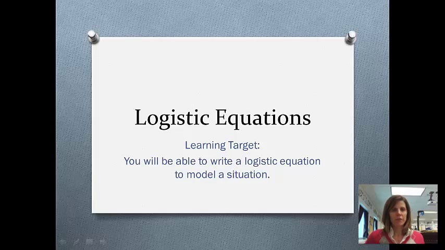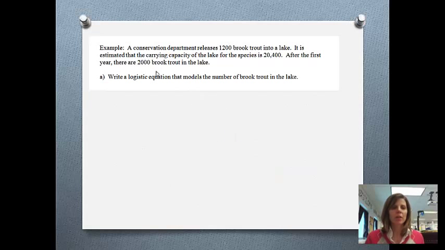Now that you have seen what a logistic equation is, how to solve a logistic differential equation, and the different forms of logistic differential equations, we are going to look at real life situations. At the end of this lesson, you'll be able to write a logistic equation to model a situation. We're going to jump right into our example.